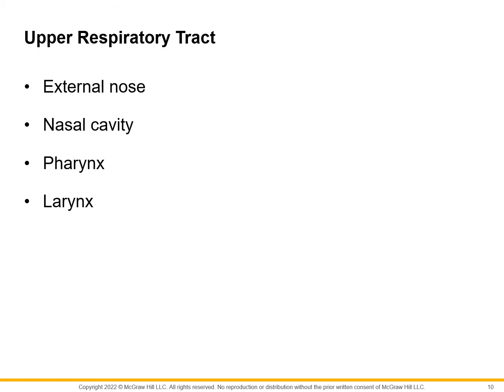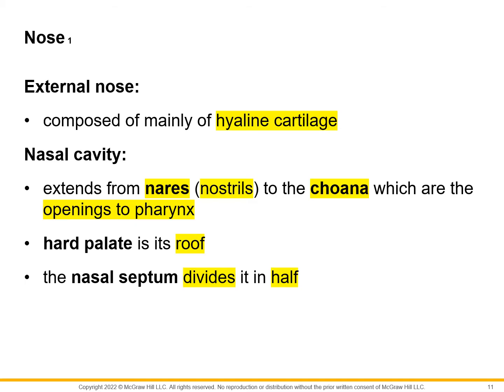Nabanggit na po natin ito kanina on the previous slide. Here are the components of the upper respiratory tract: the external nose, the nasal cavity, the pharynx, and the larynx. Let's go through all of those parts one by one, starting with the external nose. So, the tip of the external nose is mainly composed of hyaline cartilage. Okay, ulitin natin. Yung tip daw po ng external nose natin, ito ay gawa sa hyaline cartilage.